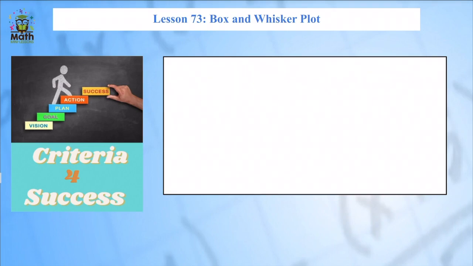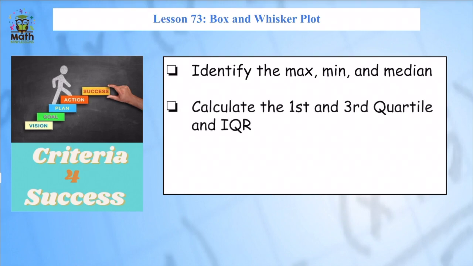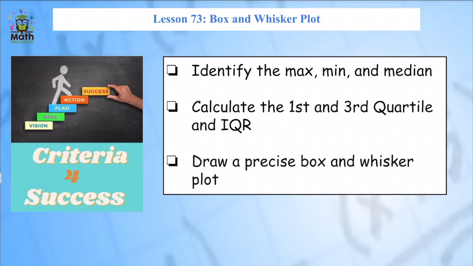I'm Sarah, and we're going to talk about box and whisker plots today. I love these. They're great in statistics for looking at data. So as I'm working through these problems, watch how I can identify the maximum, minimum, and the median in a data set, and how I use information to calculate the first and third quartiles and the IQR, which is known as the interquartile range. And finally, watch how I demonstrate how to draw a precise box and whisker plot.